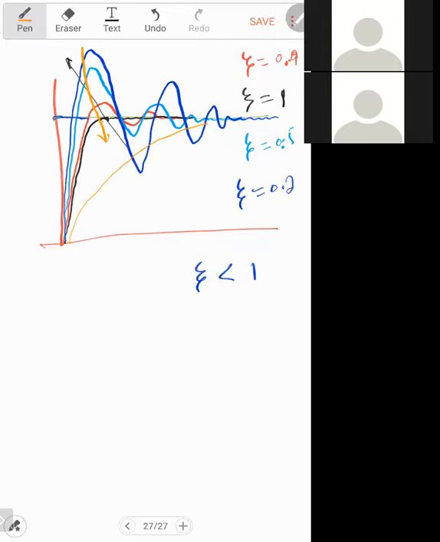In conclusion, if zeta is equal to 0, there is no return to the steady state position. If zeta is less than 1, it depends on the value of zeta. If it is near to 1, the overshoot will be less, and if it is away from 1, there will be maximum overshoot. If zeta is equal to 1, then this is the critical case.